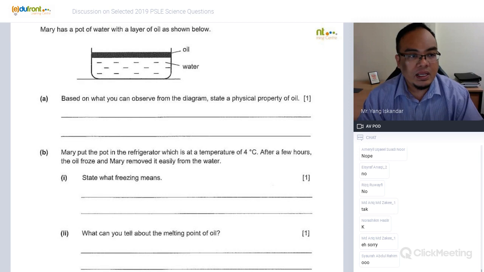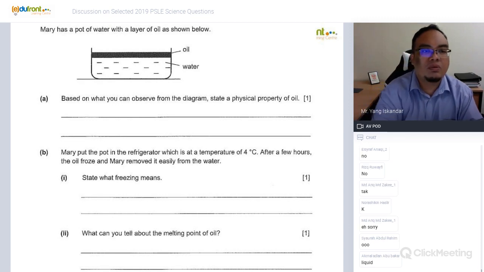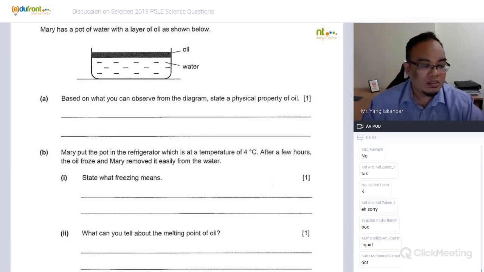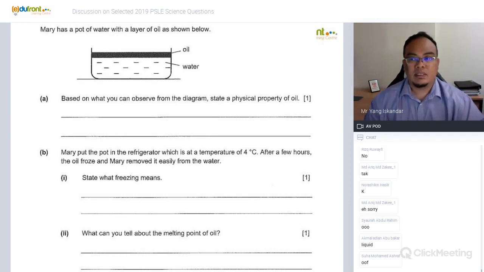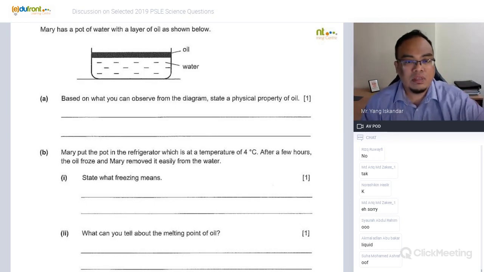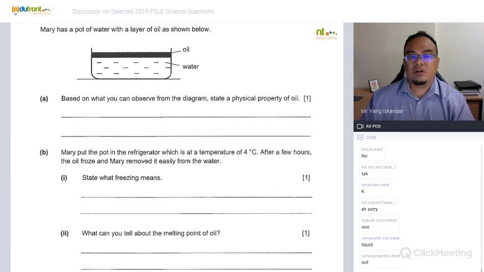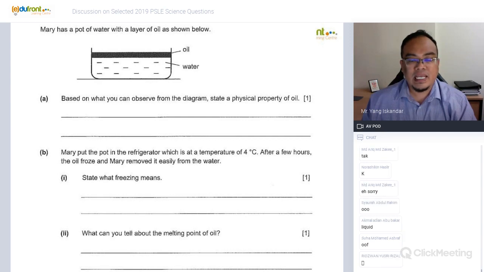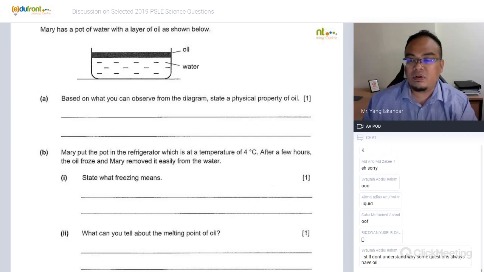Okay, let's read together. Mary has a pot of water with a layer of oil as shown below. Based on what you observe from the diagram, state a physical property of oil. Part B: Mary put the pot in a refrigerator which is at a temperature of 4 degrees Celsius. After a few hours, the oil froze and Mary removed it easily from the water. Number 1, state what freezing means. Number 2, what can you tell about the melting point of oil?